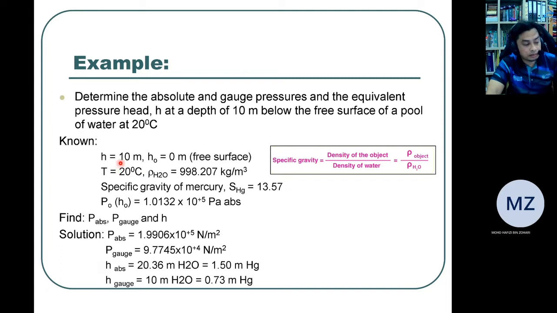H is 10 meter, H naught is 0 meter because it's free surface on the surface, and T is 20. So for T 20, the density of the water is about 998.207 kilogram per meter cube, and specific gravity of the mercury is 13.57. We know that specific gravity is equal to density of the object divided by density of water. We know the density of water here, and we know the specific gravity of the mercury, then we can calculate the density of the mercury. P naught, which is the P at this free surface, the atmospheric pressure, is equal to 1.0132 times 10 to the power of 5 Pascal.